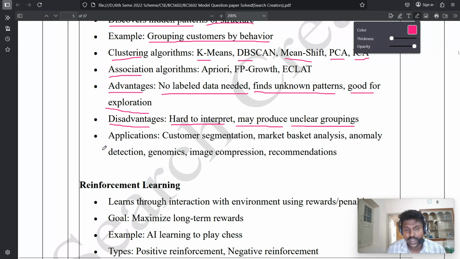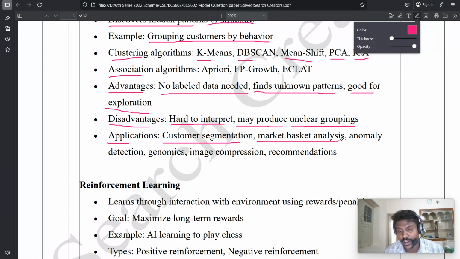Okay, next, the main daily usage. The applications are customer segmentation, used daily in business fields. And the next, market basket analysis, which every food mart or any mart needs daily.